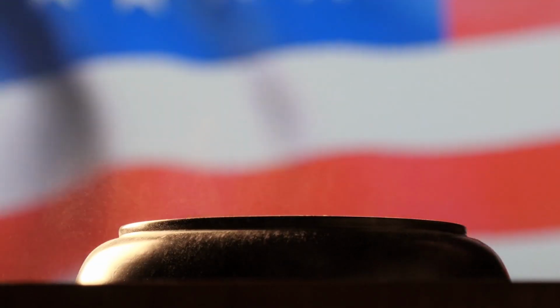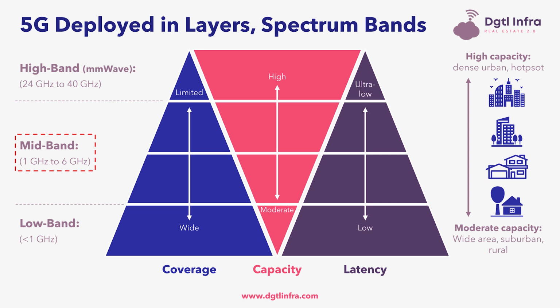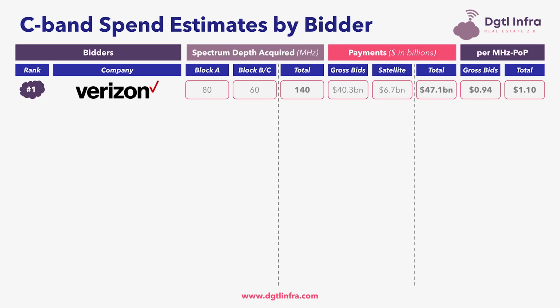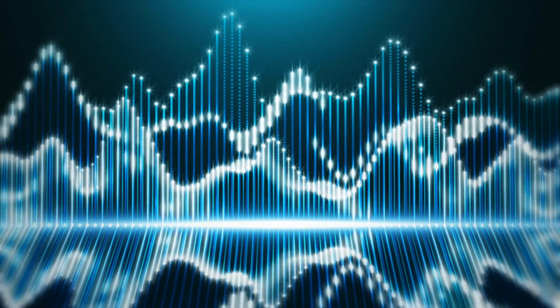Therefore, the C-band auction is crucial for Verizon to secure mid-band spectrum in order to ensure its 5G network has the proper balance of low, mid, and high-band spectrum. We anticipate that Verizon will secure 80 MHz of national average C-band spectrum depth in Block A, out of a possible 100 MHz. This will be free and clear for Verizon to use by December 2021.